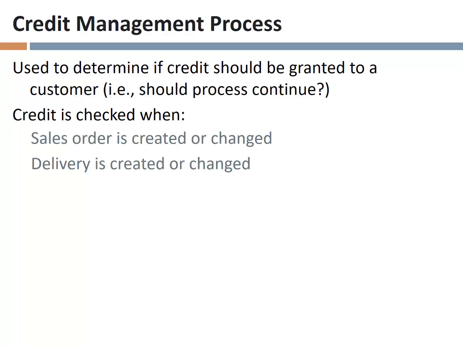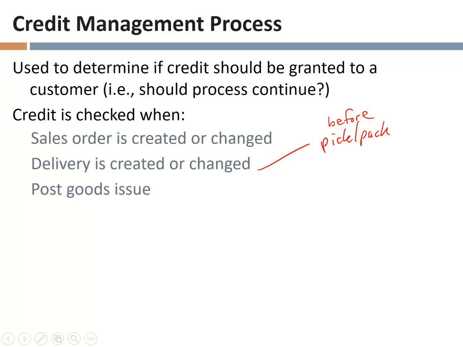And because maybe they all came in very close at a period of time, at that time, the customer was under their credit limit. But once the sales orders all went into the system, now we see that the customer's over their credit limit. So before we actually ship the stuff out, before we create the delivery, the key here is creating the delivery. Before we pick and pack, before we start gathering up the stuff, we're going to double check and make sure that they're still good as far as their credit limit. And then the last thing is before we actually formally issue them the goods.